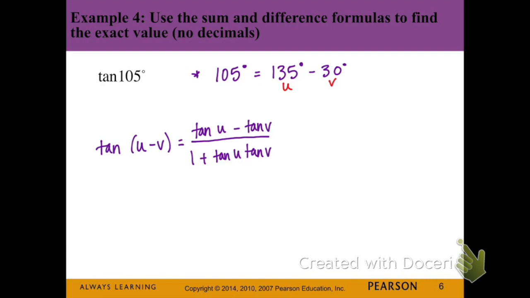This time it does matter which one we plug in for u and v, because if we switched them, 30 minus 135 would not be equal to 105. So be careful here that you plug in 135 for u and 30 for v.